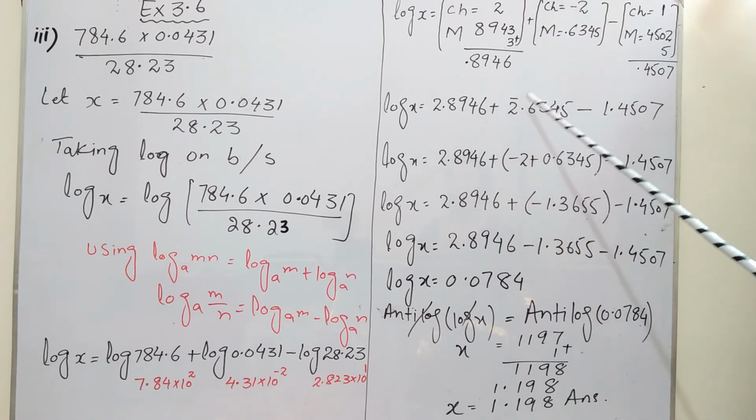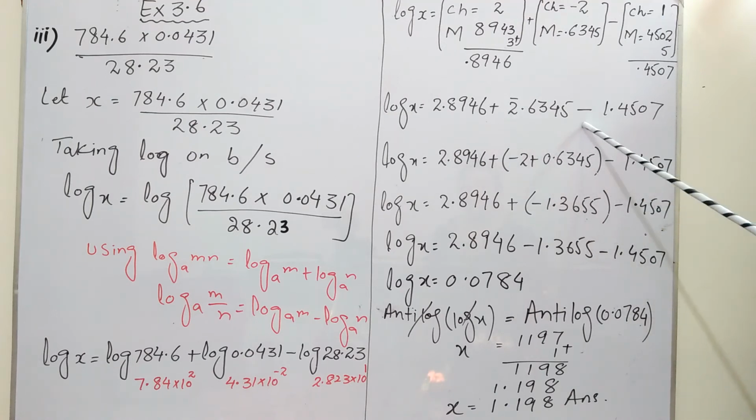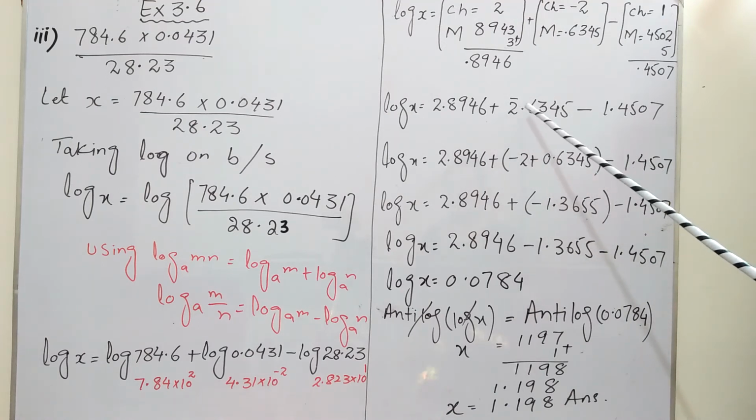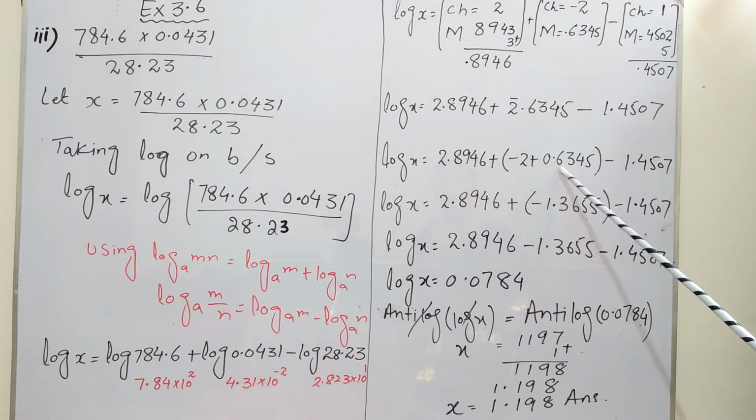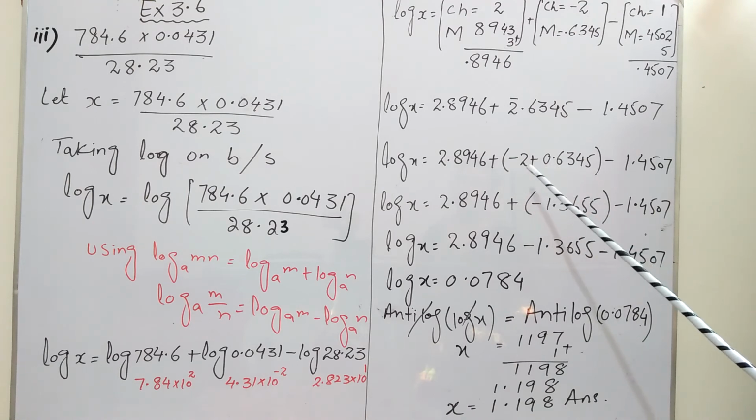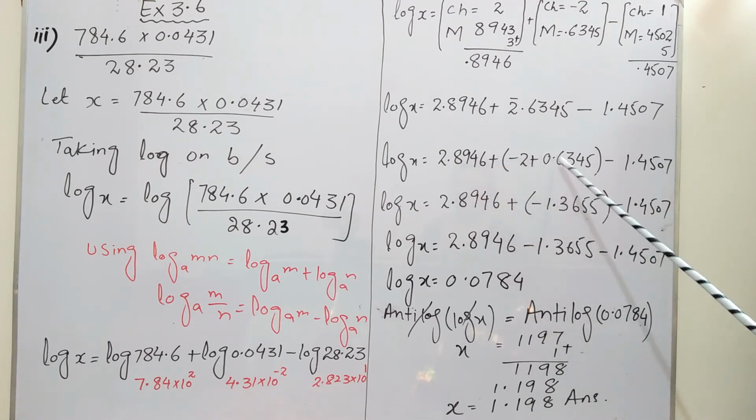Now we write these values as the logarithmic values, that is log of x is equal to 2.8946 plus minus 2.6345 minus 1.4507. Now in these values, the central value has a negative characteristic. In one of the previous lectures I have told you that whenever there is a negative characteristic we will split up the value and solve it, and after solving it we will use it in the next step. So we split it up.